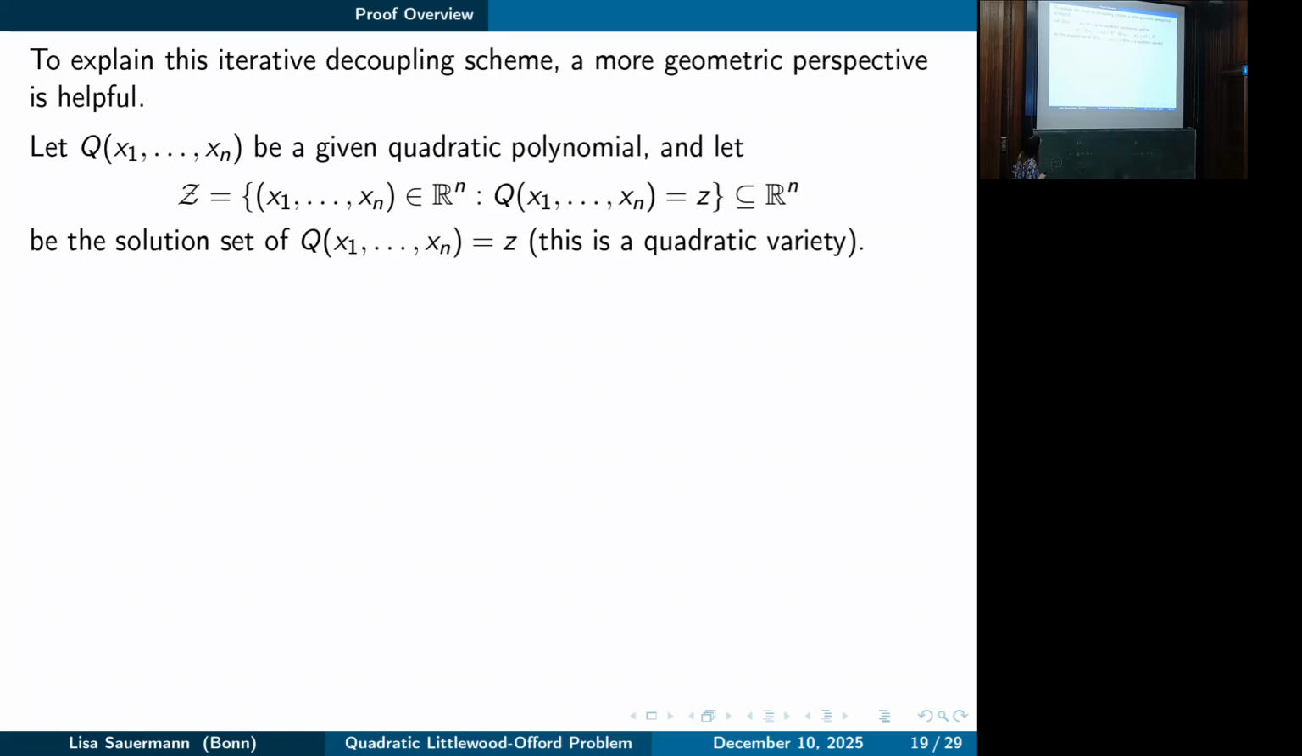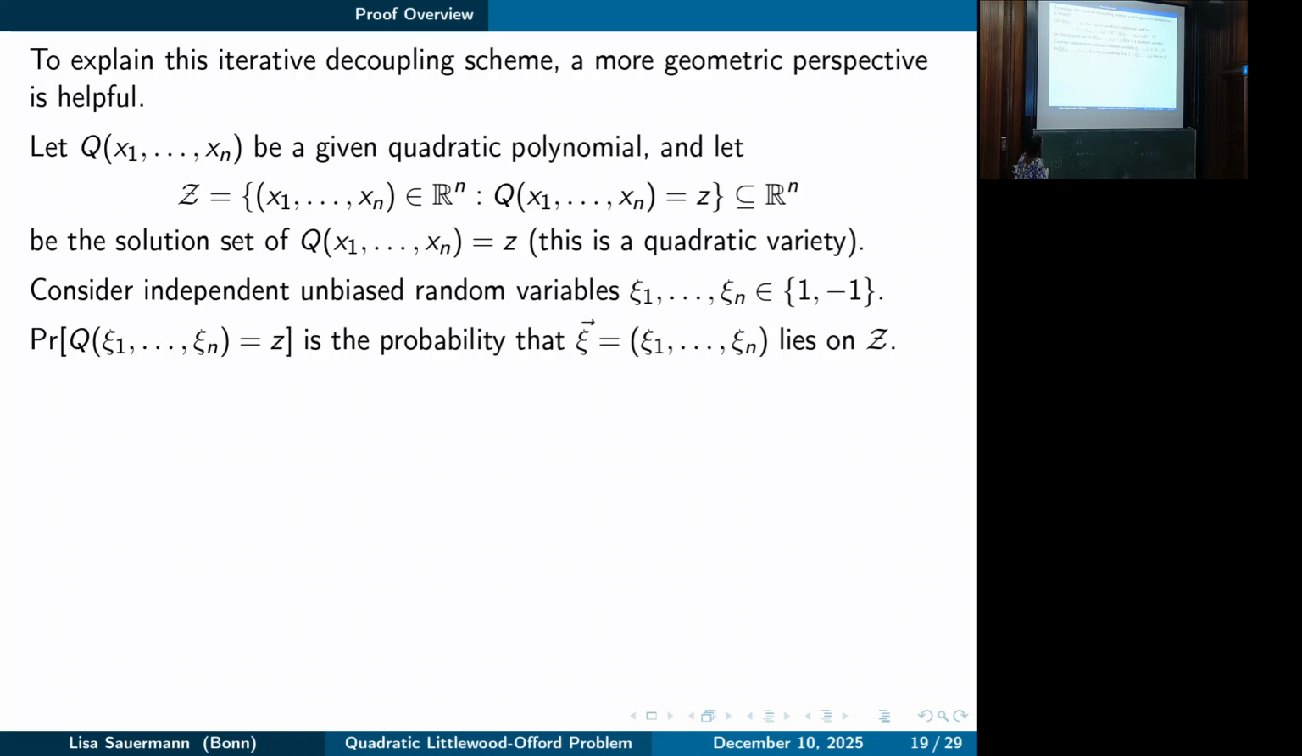Okay, so in order to explain this better, it's helpful to take a more geometric perspective. I think for many of you, this geometric perspective will be very natural, much more natural than for probabilists. So we are given a quadratic polynomial, and we are looking at its solution set, the solution set of the quadratic polynomial being equal to z. Alternatively, you can look at the zero set after you subtract z from the polynomial. It doesn't matter. You take that solution set for this equation, and that's now a quadratic variety. And that's the point of view that is helpful to take here.